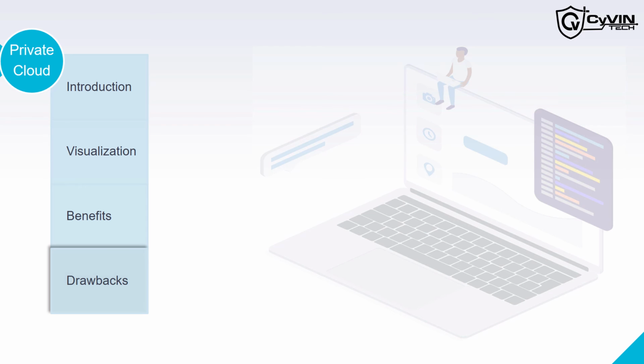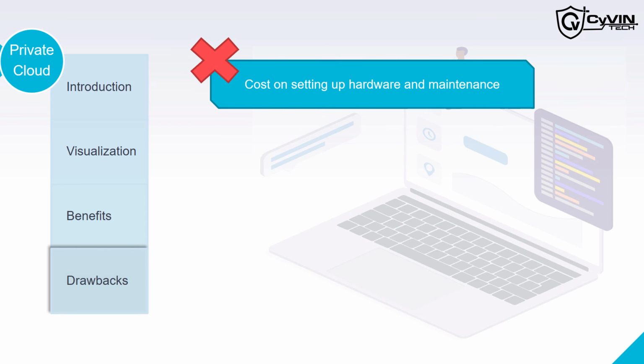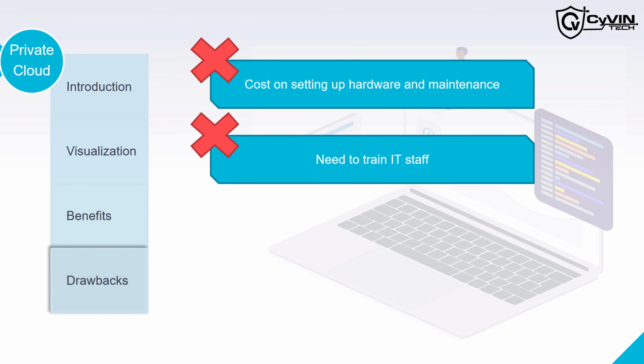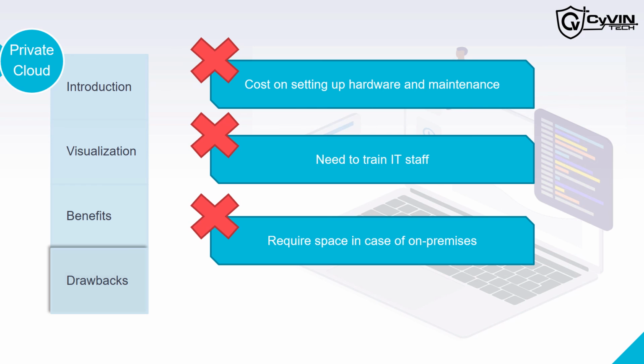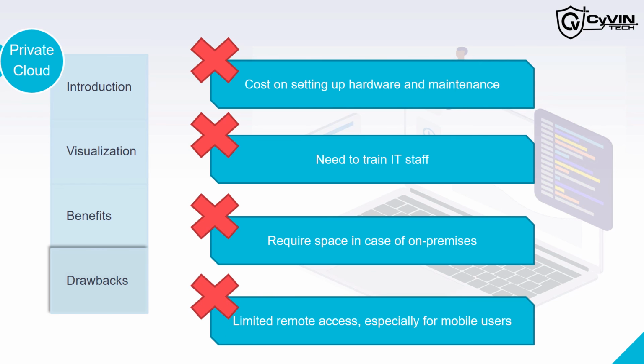Organizations need to manage the hardware resources, which requires cost and personnel. The IT team needs to be trained to use cloud resources. In case of on-premises, a large physical space is required by the organization to install resources. It provides limited accessibility, as it could only be accessed through intranet, and especially limited for mobile devices.